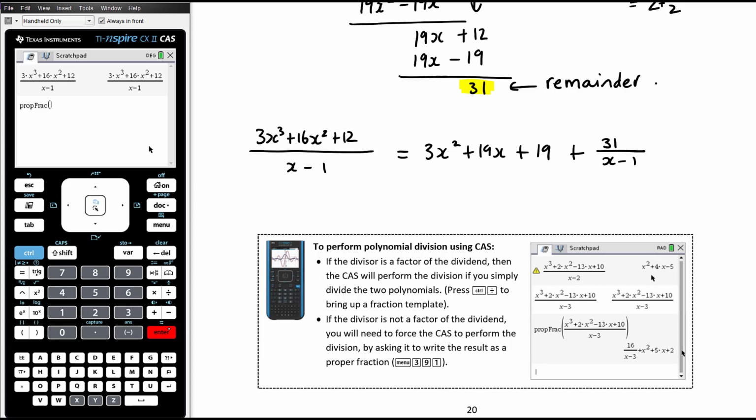Proper fraction is something I use a little bit actually. It can be handy when you're dealing with equations for hyperbolas where the function's written in a sort of non-standard form. Anyway, we'll get to that further on. And so forcing your CAS to write it as a proper fraction will force it to actually do the division, even though it results in a remainder.